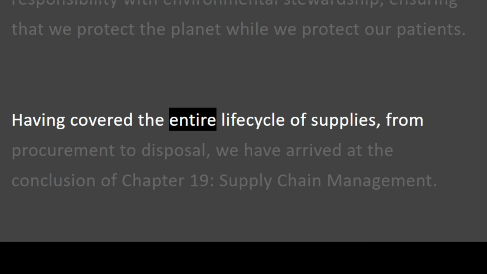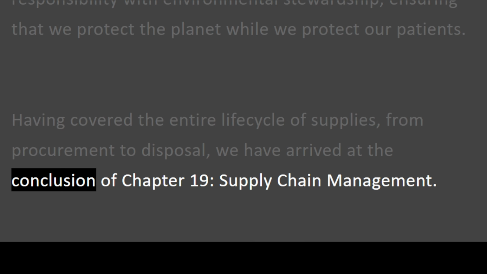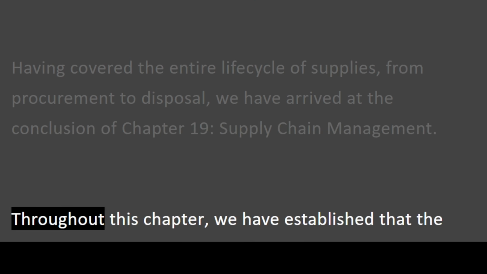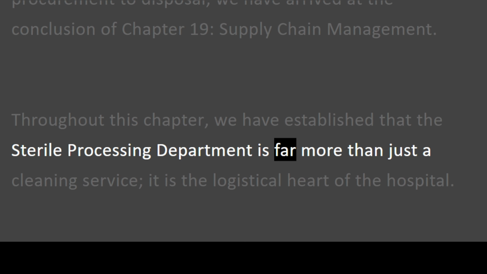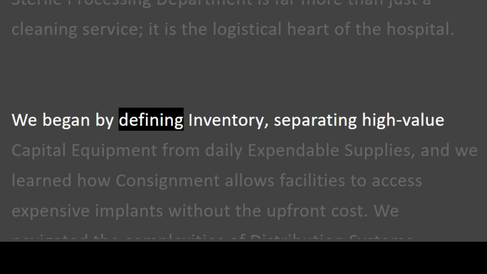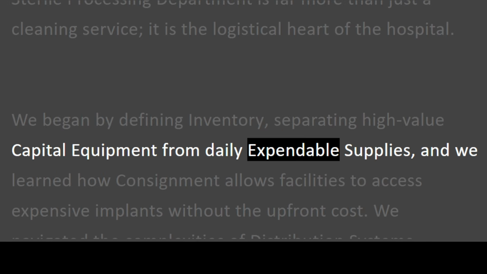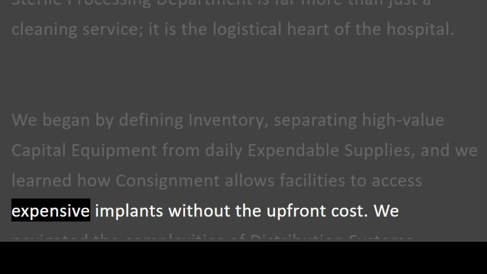Having covered the entire life cycle of supplies, from procurement to disposal, we have arrived at the conclusion of Chapter 19, Supply Chain Management. Throughout this chapter, we have established that the Sterile Processing Department is far more than just a cleaning service. It is the logistical heart of the hospital. We began by defining inventory, separating high-value capital equipment from daily expendable supplies, and we learned how consignment allows facilities to access expensive implants without the upfront cost.